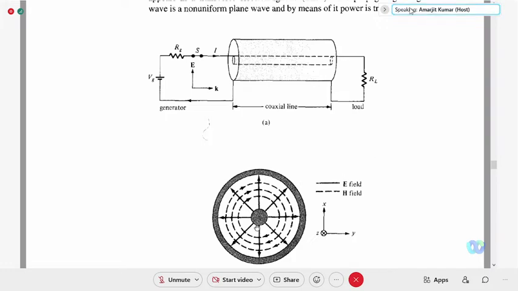The electric field is in this direction, radially outward, plus to minus. This is the inner conductor and this is the outer conductor. What will be the direction of the magnetic field? Circular. So from Ampere's law.